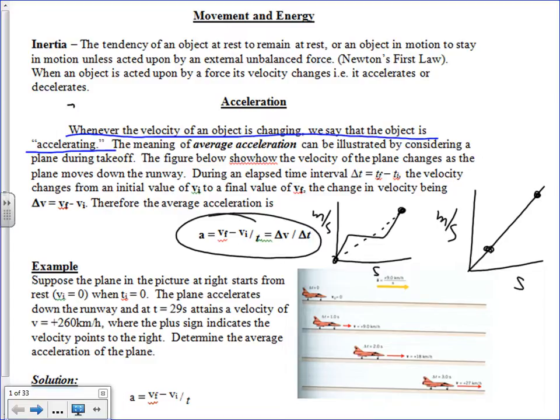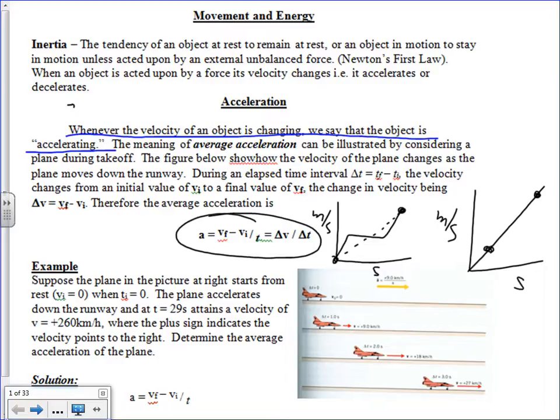Okay, which one's vector, which one's scalar? Speed and velocity, which one's vector? Velocity.